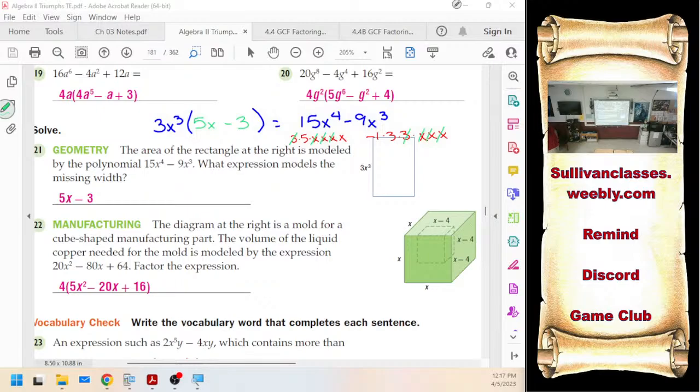Same thing for 22. The volume of liquid is modeled by the expression, factor the expression. Blah, blah, blah, do what you just did. Okay? Factor it, break it up. And be very careful that this has a 20 and a 16. Yeah, you can take 4 out of those, but equal opportunity bully says no. Yeah, this has an x and an x. This guy doesn't. Equal opportunity bully says no. Okay?